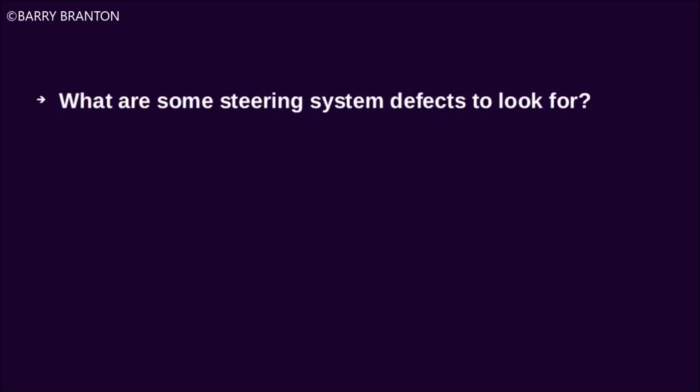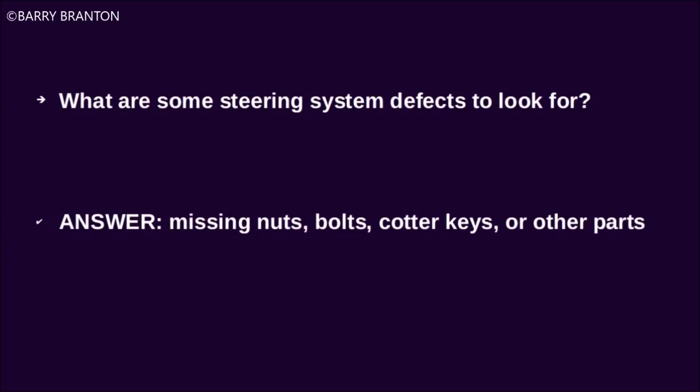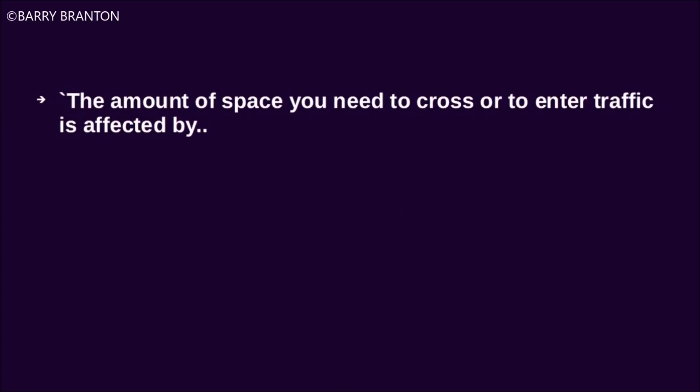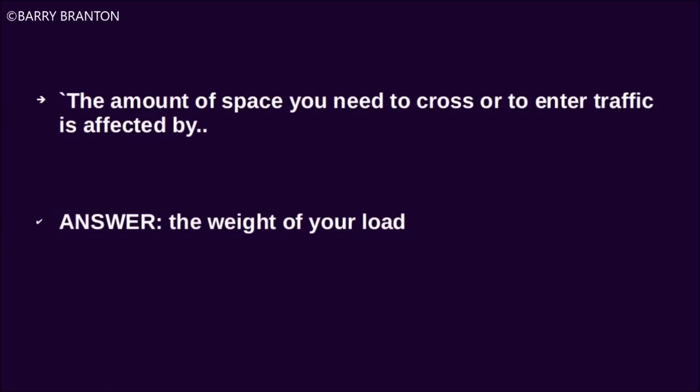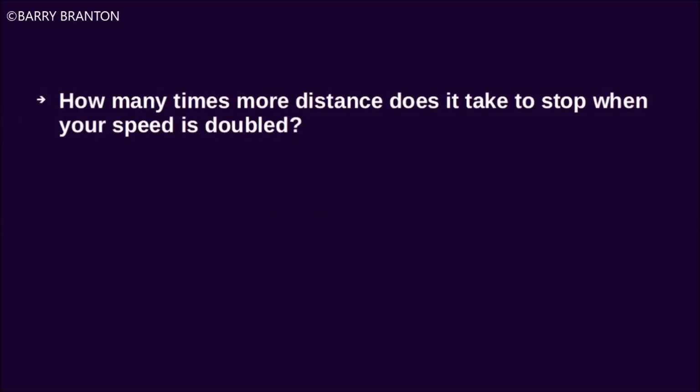What are some steering system defects to look for? Missing nuts, bolts, cotter keys, or other parts. The amount of space you need to cross or enter traffic is affected by the weight of your load. How many times more distance does it take to stop when your speed is doubled? 4 times.